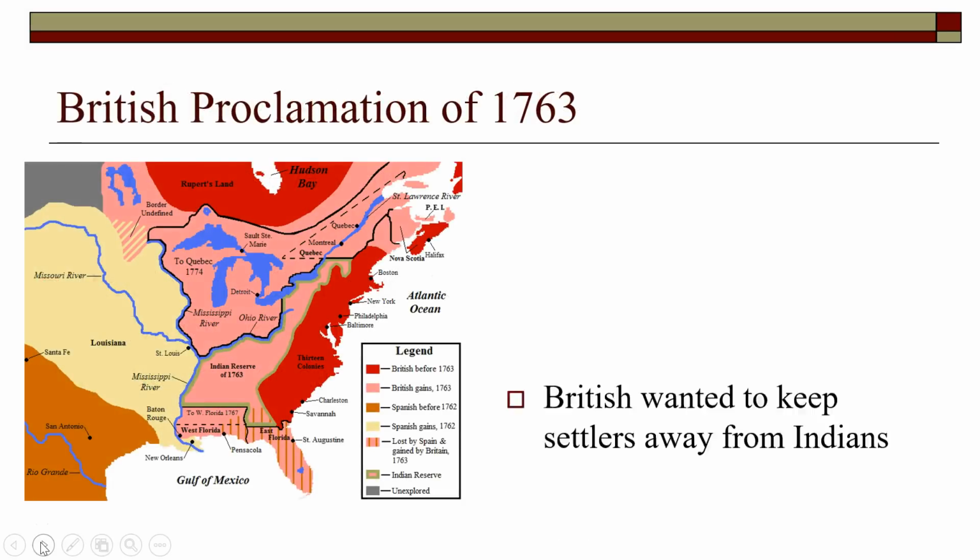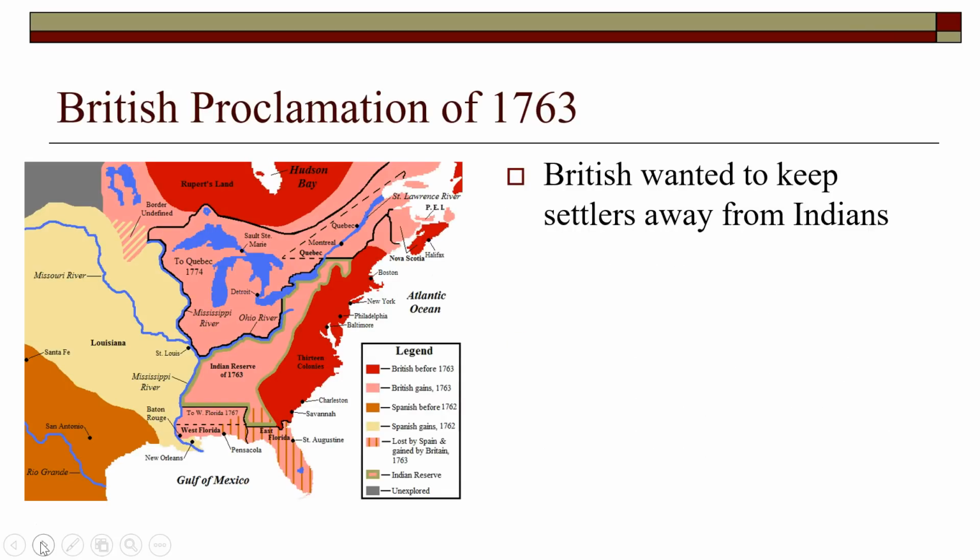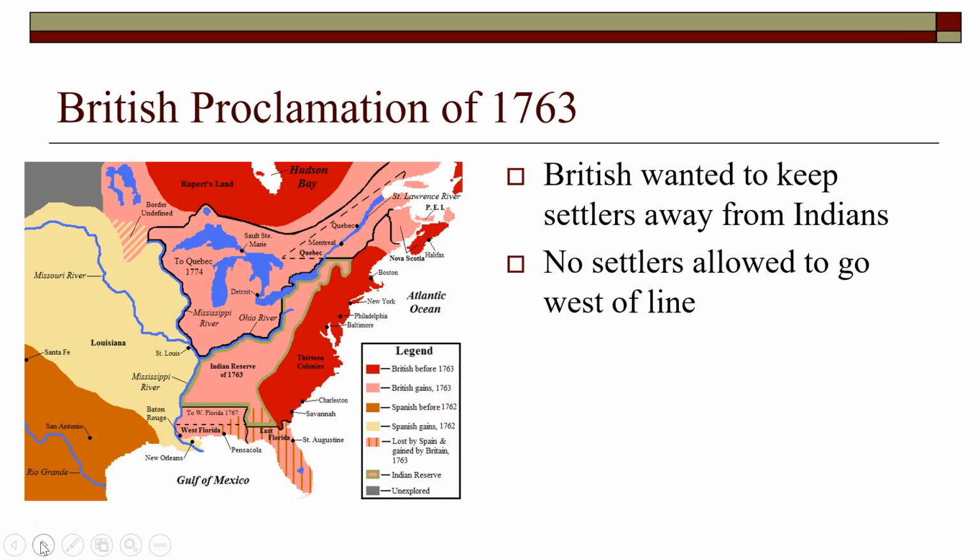Then the British King George III says, "Not so fast, Mr. Land-hungry American colonists." You see, the French were defeated, but the British were still very worried about the natives, who had never surrendered. The British could not afford to continue an expensive war with the natives. The king felt that the best way to keep the peace was to keep the American settlers away from the Indians. He issues the Royal Proclamation of 1763.